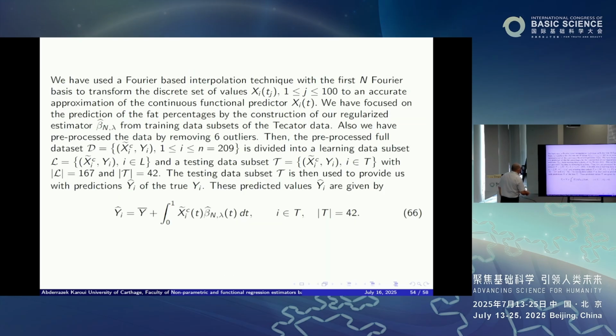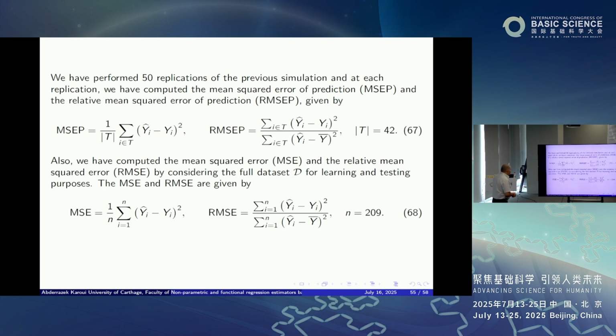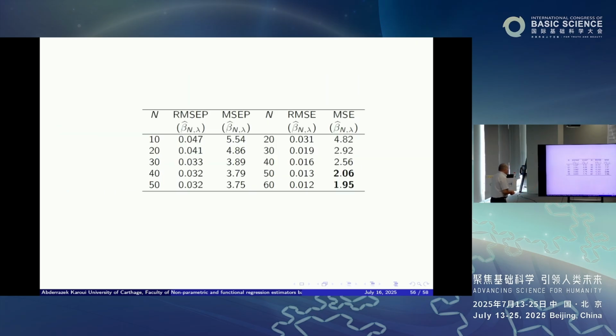And we have applied our estimator. We have used 167 observations to construct the estimator and 42 observations to test the estimator. And we also consider the mean square prediction error, the relative or normalized mean square prediction error, as well as the mean square error and the relative mean square error. And this is the result.